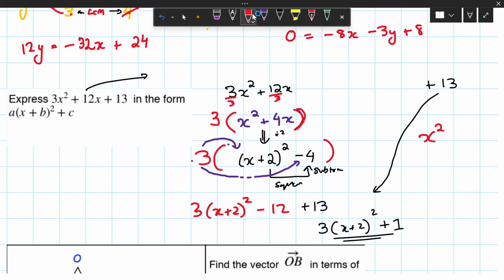So all you have to do is kick that 13 away. What we do here is what we call a partial factorization, because we're not factorizing everything, we're just factorizing the first 2 terms. Keep the 3 on the outside, complete the square, expand the bracket, and then finally bring back the 13.